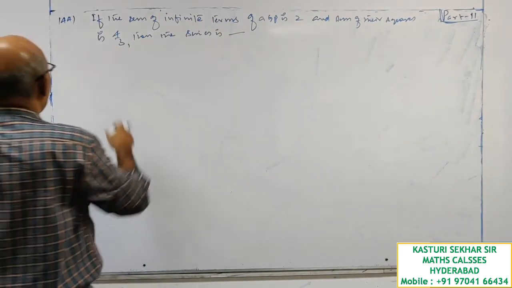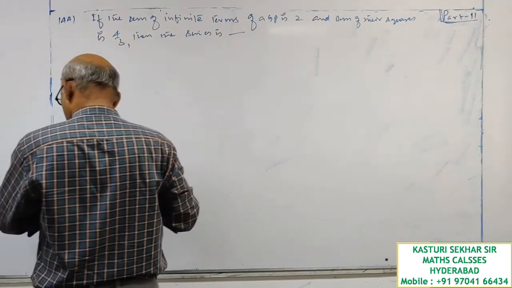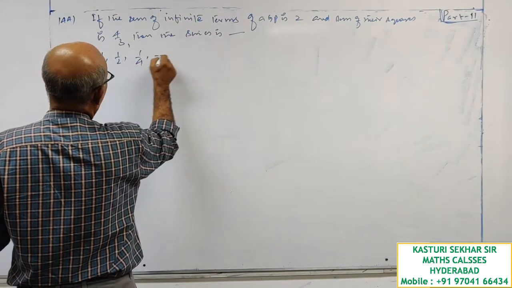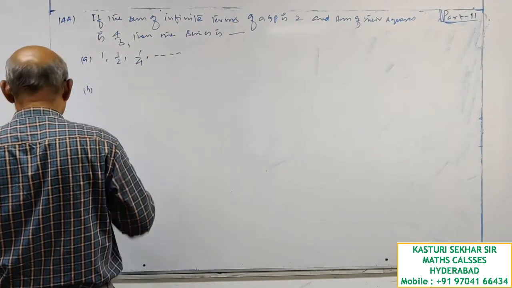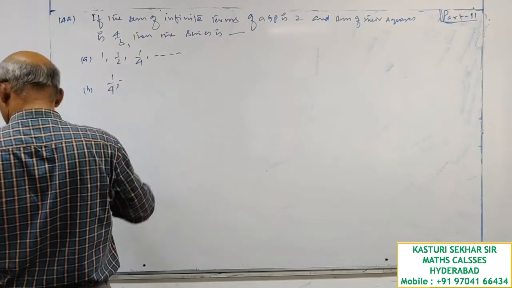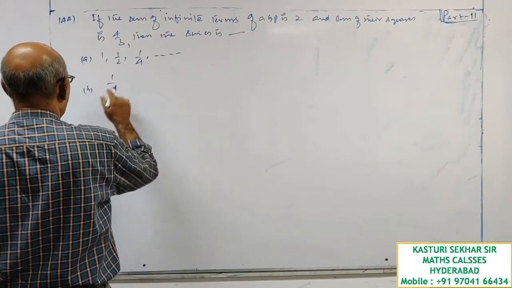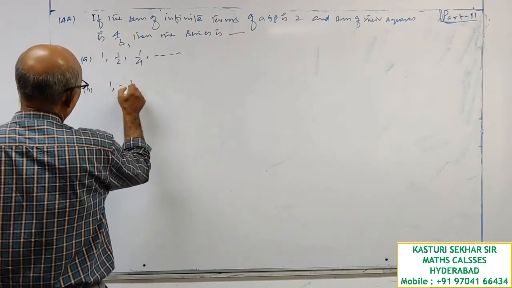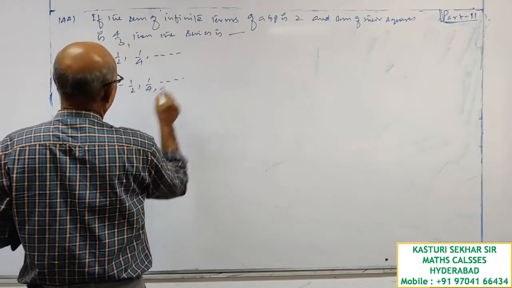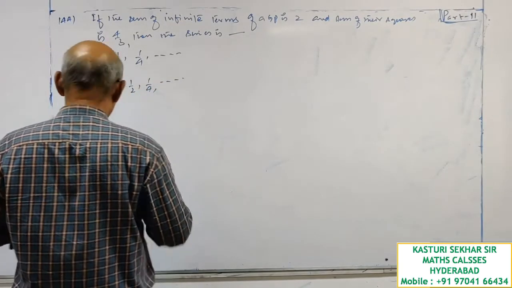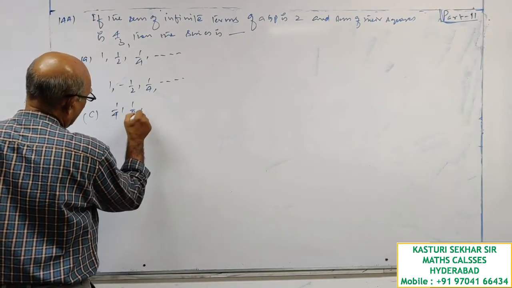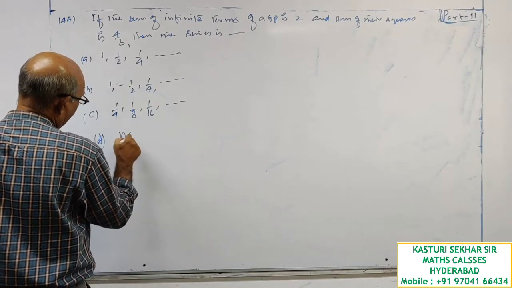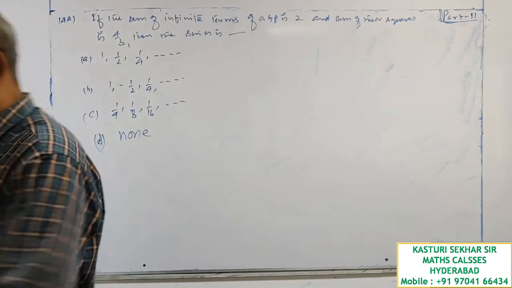Okay, sir. Now for solving this question, I'll take the help of options. Option A: 1, 1 by 2, 1 by 4, etc. Option B: 1 by 4, 1, minus 1 by 2, 1 by 4, etc. Option C: 1 by 4, 1 by 8, 1 by 16, etc. Option D, none of this.